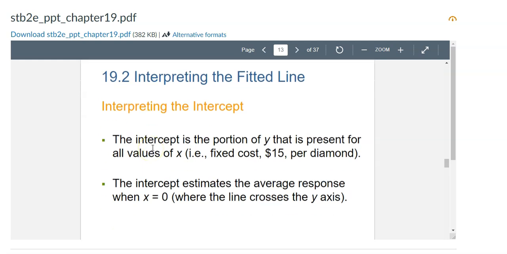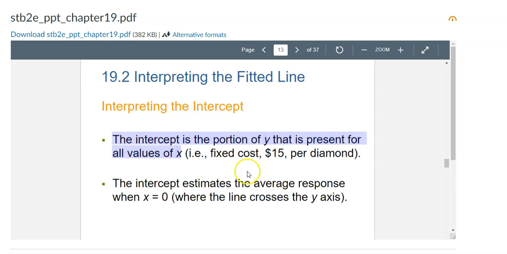Okay, so interpreting the fitted line, or interpreting the intercept. The intercept is the portion of y that is present for all values of x. In fact, the intercept is not dependent on the value of the explanatory or independent variable. No matter what the independent variable is, the intercept is always the same for your response variable. Normally, if you put x, or the IV, or weight in this case, as 0, whatever is left is your intercept. And how do we interpret it? It really depends on the topic.